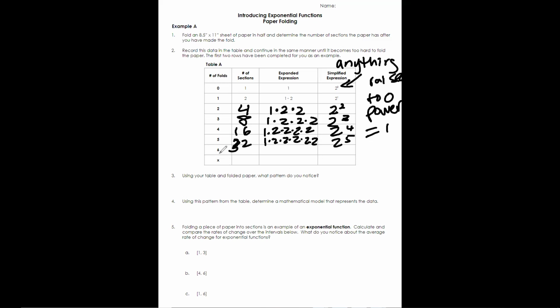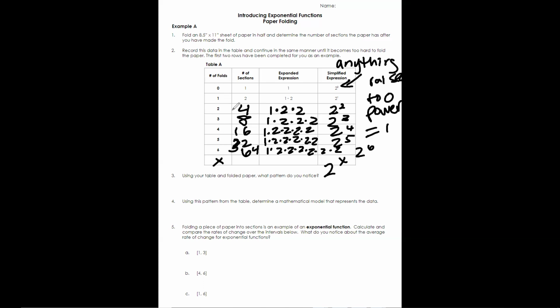Okay, what about 6 times? 64. And about 7 folds, it's kind of hard to fold those papers, right? Okay, so 1 times 2 times 2 times 2 times 2 times 2 times 2, and that's 2 to the 6th power. Okay, so how would we write x? Let's say that we wanted to fold it x number of times. We would say 2 to the x power. Everybody see that?